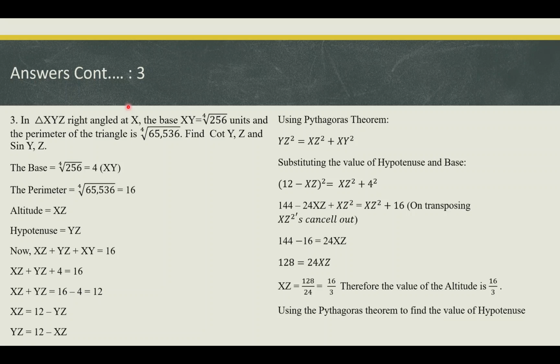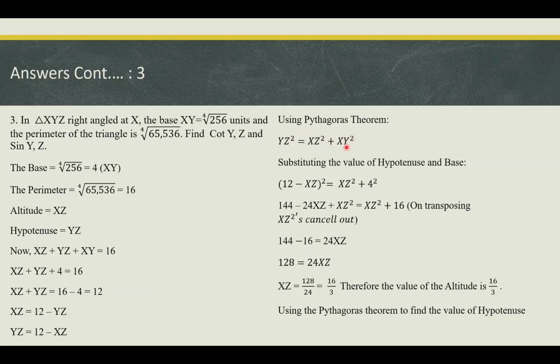Now by transposing yz or xz to the RHS, you can find the value of xz and yz. Now using the Pythagoras theorem. Just a note, in questions like these, trust me, don't write h squared is equal to a squared plus b squared. You have to write yz squared is equal to xz squared plus xy squared, because you have the value of yz or xz. That's why we write yz squared, xz squared, and xy squared.